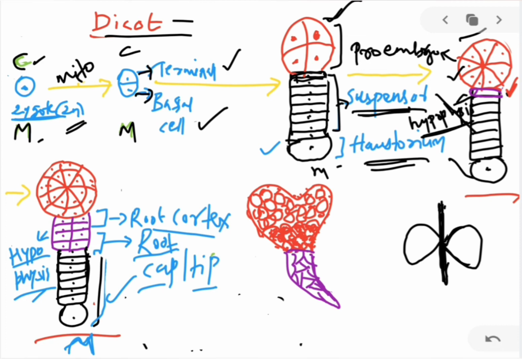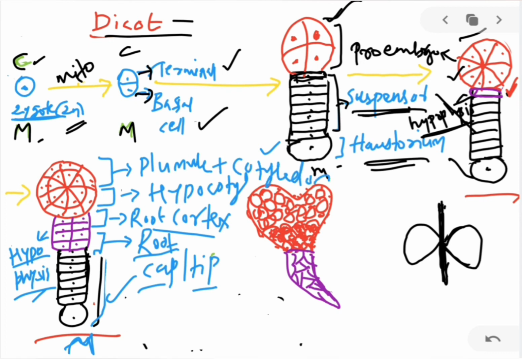Now what about this proembryo? One half of the proembryo is going to become the hypocotyl. We will study what this hypocotyl is later. And the next half is going to become two structures, that is the plumule plus cotyledon.